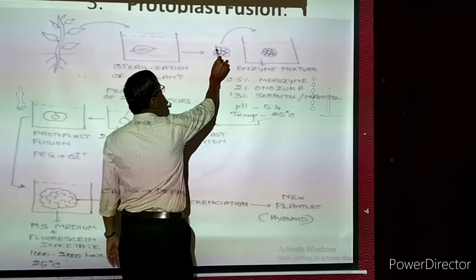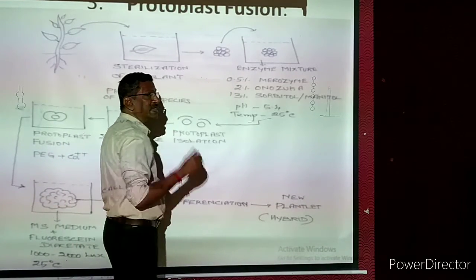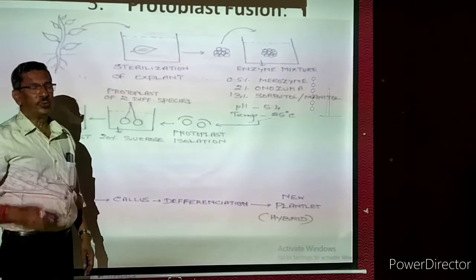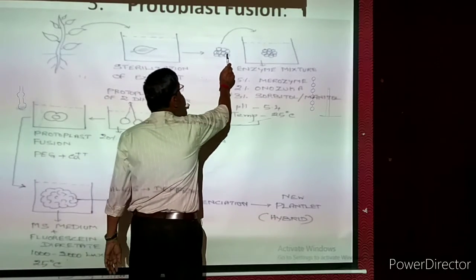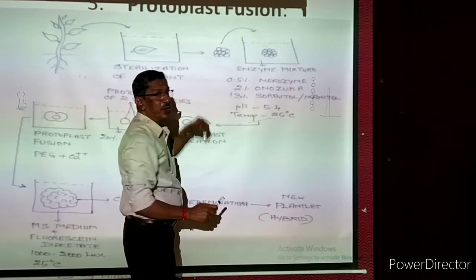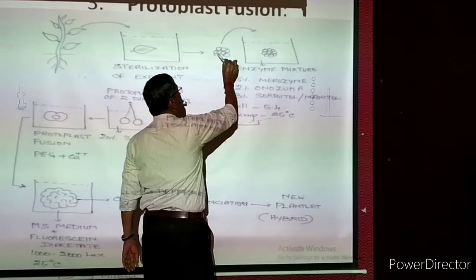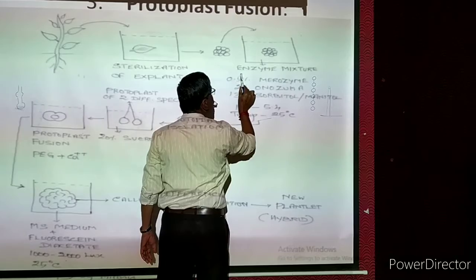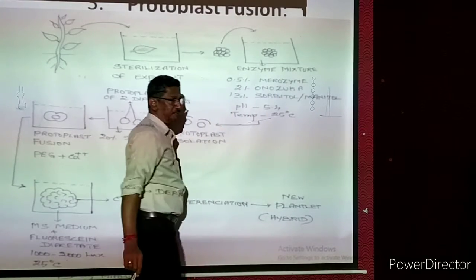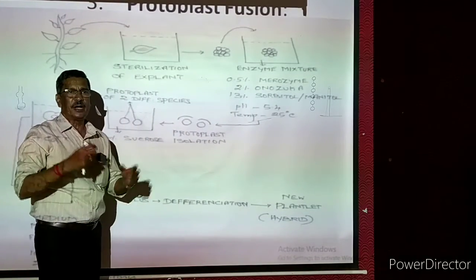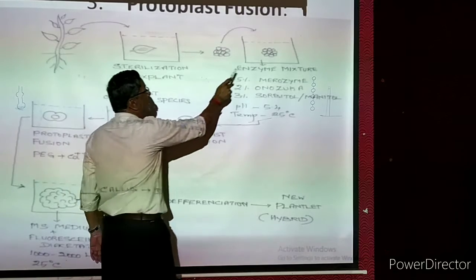Because the group of cells we have taken, each cell is having a cell wall. We have not removed it. Cell wall is present in each and every one. But for protoplast we have to remove the cell wall. That is the purpose, first one. So first the group of cells should be transferred into the enzyme mixture, and we have to leave it for some period of time. Now what is actually this enzyme mixture?